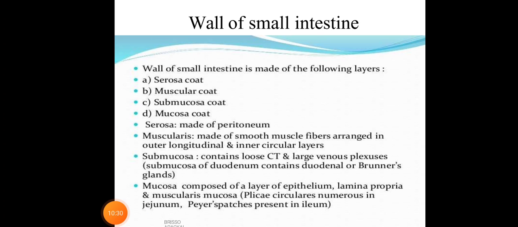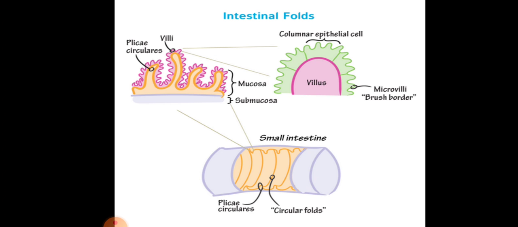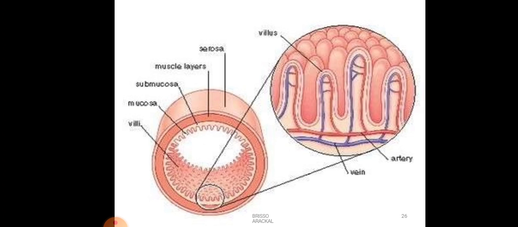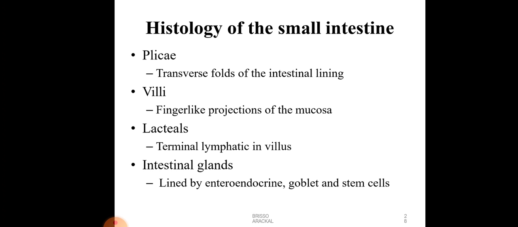Then the mucosa is composed of epithelium, that is simple columnar epithelium. Below that we have the lamina propria. Then muscularis mucosae. Plicae circularis are numerous in jejunum, and Peyer's patches are present in ileum, that we have discussed in the previous slides. Then we have the intestinal folds. These are the intestinal folds which are finger-like in appearance.